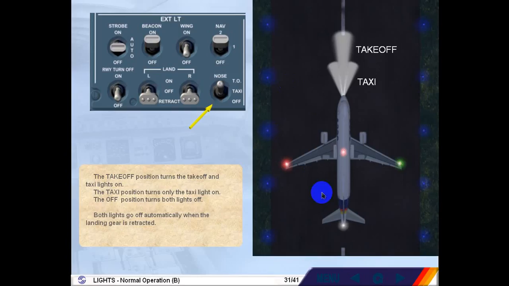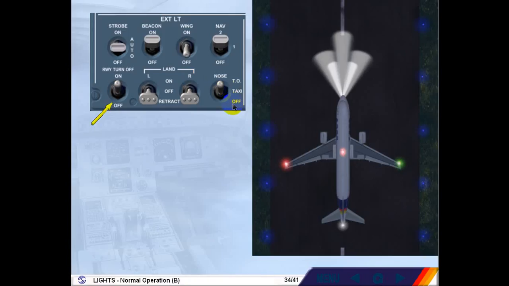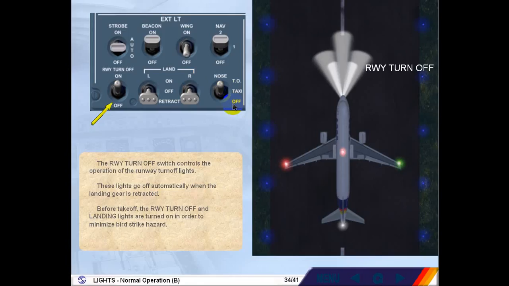Set the runway turn-off switch to on. The runway turn-off switch controls the operation of the runway turn-off lights. These lights go off automatically when the landing gear is retracted. Before takeoff, the runway turn-off and landing lights are turned on in order to minimize bird strike hazard. Set the land selectors to on.